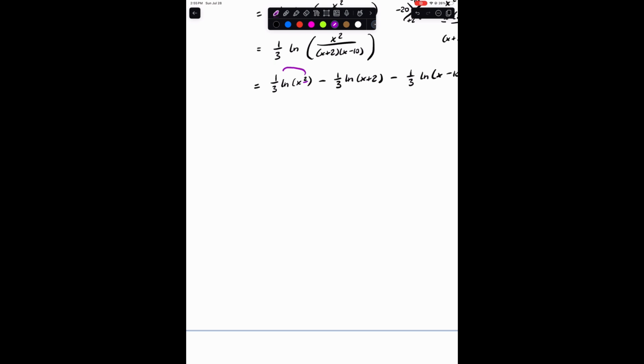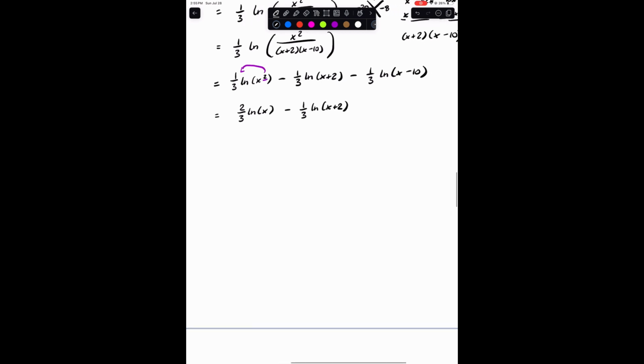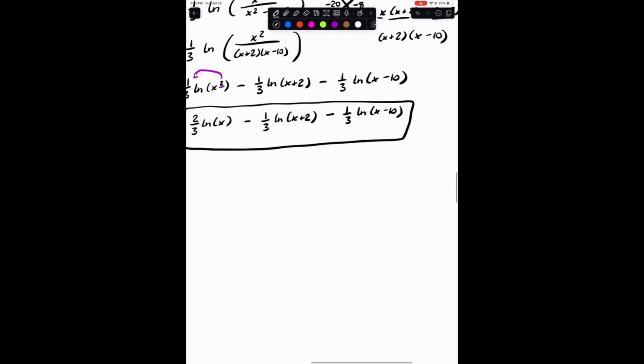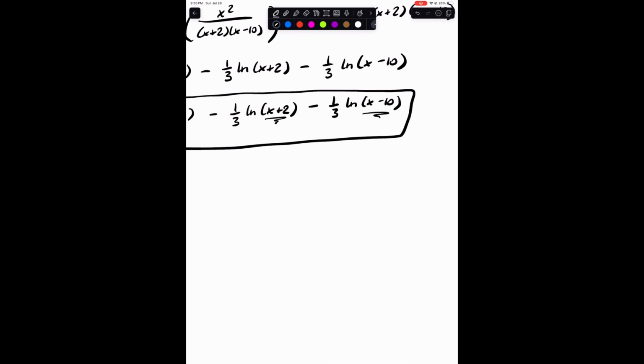This 2 can still move in front, so we get 2/3 natural log of x minus 1/3 natural log of x plus 2 minus 1/3 natural log x minus 10. And there you go. That is your full answer. These cannot be separated because you're adding. There is no law when you're adding two things together, okay?